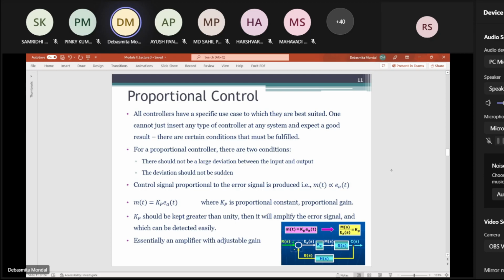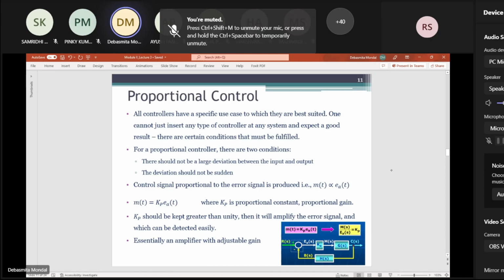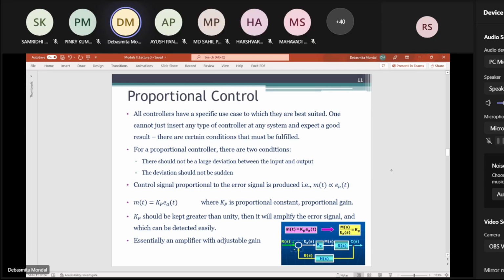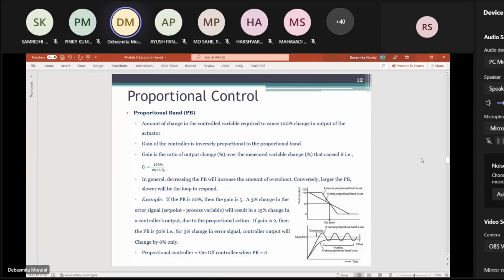So in this block diagram, if this Kp is your proportional control, the output M will be equal to Kp times EA(s). If you want to write the transfer function of this proportional control, that will be M(s) by EA(s), which will be equal to Kp. Fine. In this proportional control also, there is one very important thing, which is known as proportional band. Similar to the previous case, in the two position control we saw that we have a dead band or a differential gap. Similarly, in case of a proportional control, we have something known as proportional band.